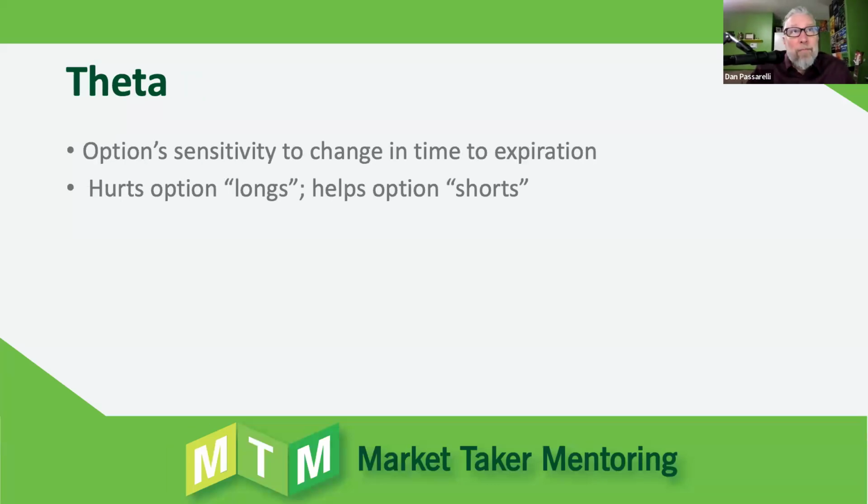Then we have theta. That's an option's sensitivity to change in time to expiration. All options decay in value. When you own an option and it decays in value, that's not good. That means you're losing money, right? But when you're short options and they decay in value, that's good because you want them to get worth less.